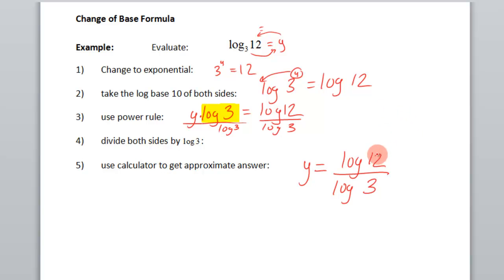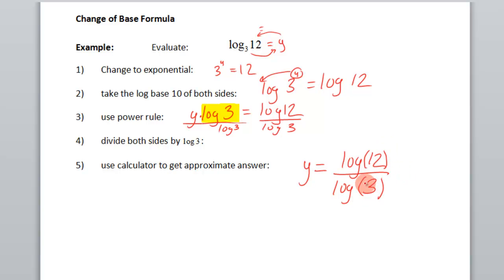Now don't reduce these. 12 divided by 3 is not what this is saying. You might want to put parentheses around there. Remember, this is the input to the log function. This is the input to this log function. It is a log divided by another log. You must evaluate this and then do the division. Okay? So how do we get that?